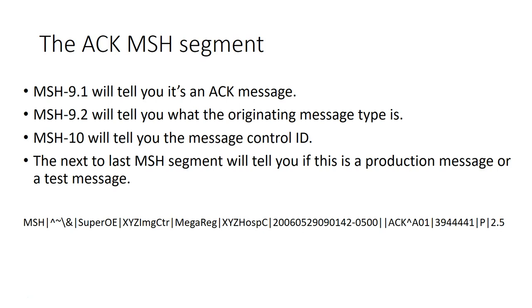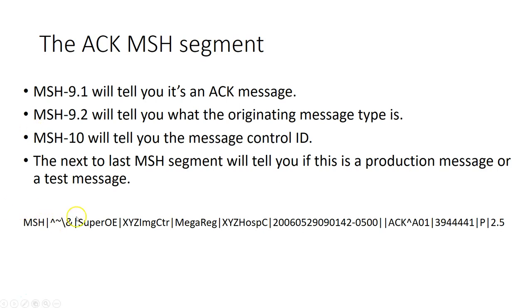The ACK MSH segment. MSH-9.1 will tell you it's an acknowledgement message. MSH-9.2 will tell you what the originating message type is. MSH-10 will tell you the message control ID. The next to last MSH field will tell you if this is a production or a test message.